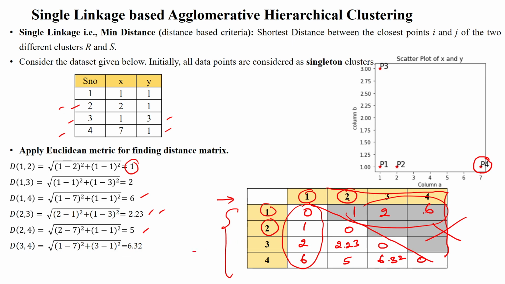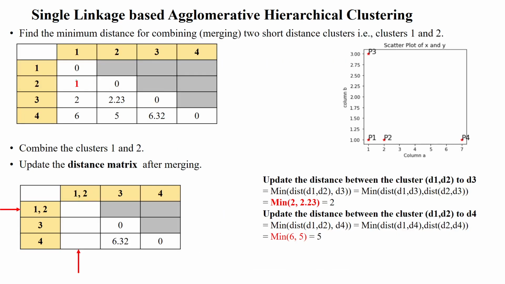From this distance matrix, we will find the lowest, minimum value. The minimum value here is 1. So we select that minimum value, and then join this row data point and this column data point. Data points 1 and 2 are the respective data points with the least distance. These two data points have the least distance among the four data points, so we merge them into a single cluster. Initially they were two clusters, and now we have merged them into a single cluster.